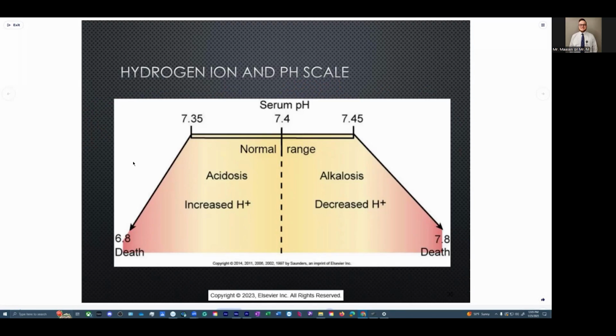Again, this is all related to hydrogen ions. Our normal range is somewhere between 7.35 and 7.45. That's where we want to be. So in acidosis, I'm having more hydrogen ions, and the pH number on the scale decreases. If I have not enough hydrogen ions, I'm less acidic, I'm more alkaline, I'm more basic, and the number goes up on the scale.